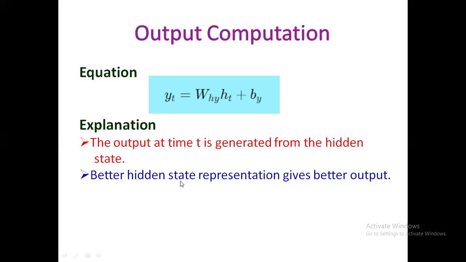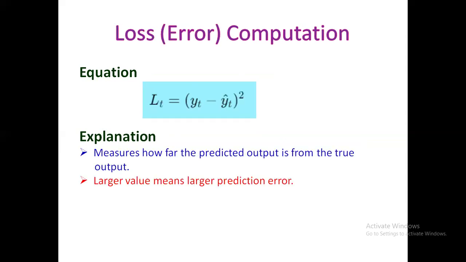And here, taking a humanized example, suppose your teacher asks you questions in the class. Your answer depends on everything you have understood so far in the lessons. If your understanding is clear, your answer will be good. In the same way, the RNN gives its output based on how good its hidden state understanding is.